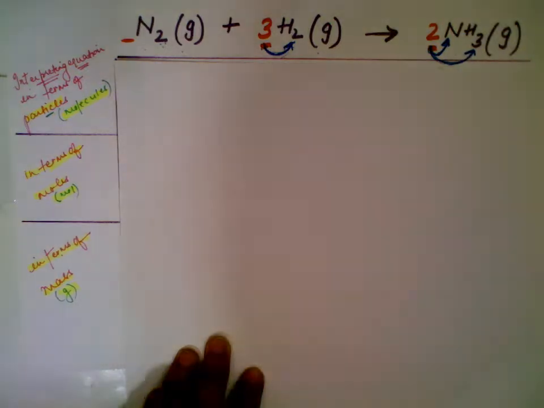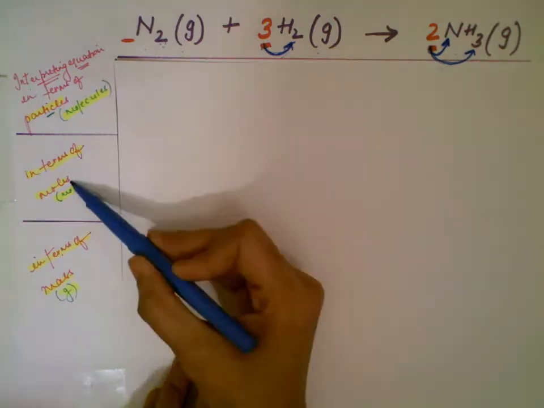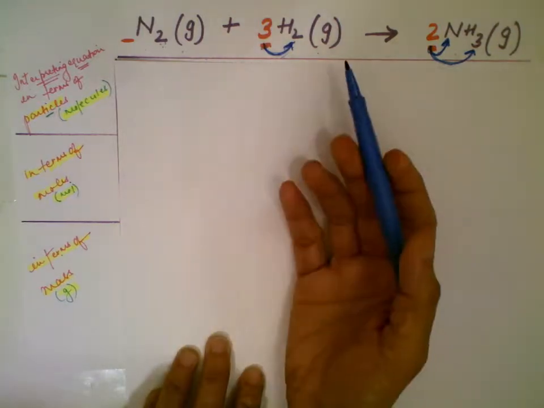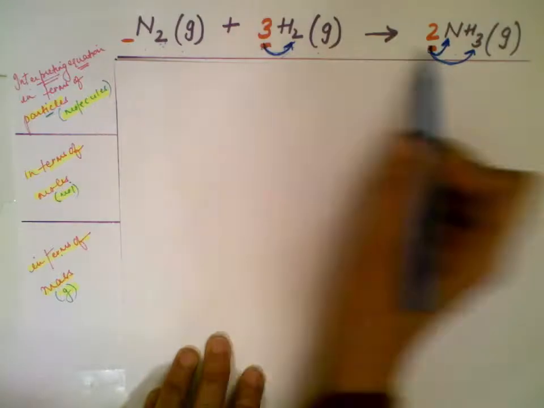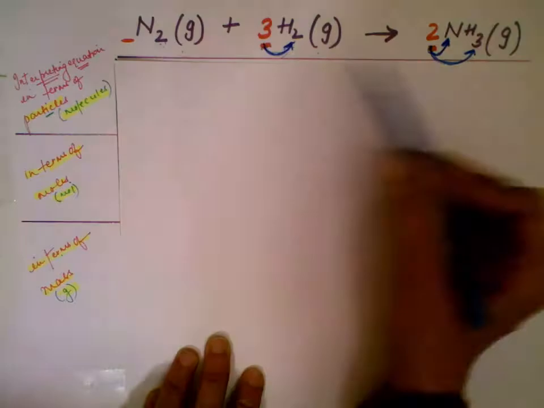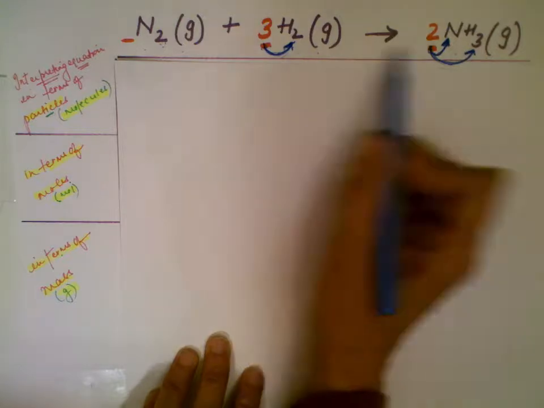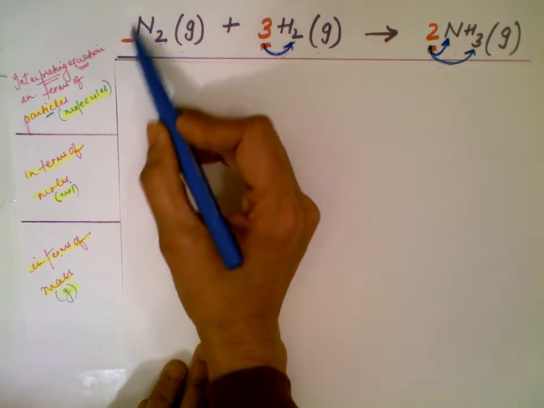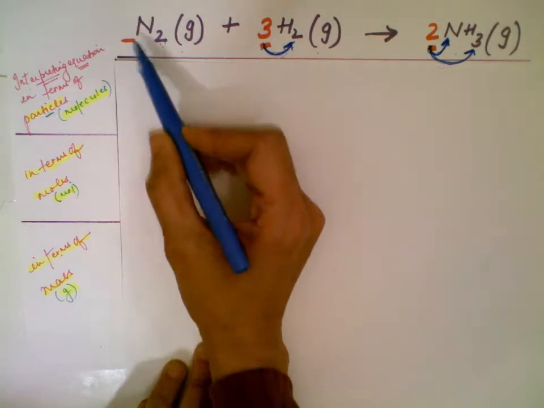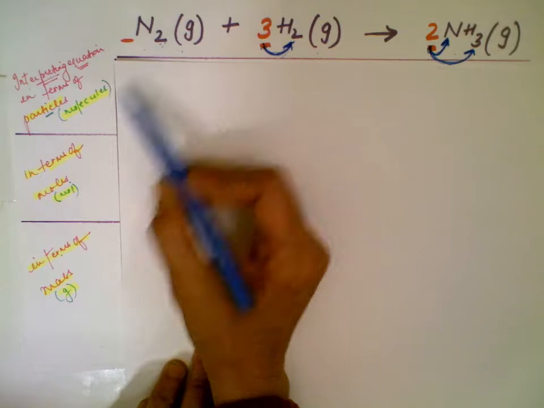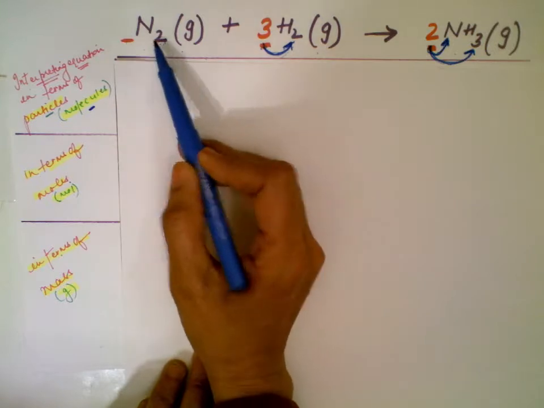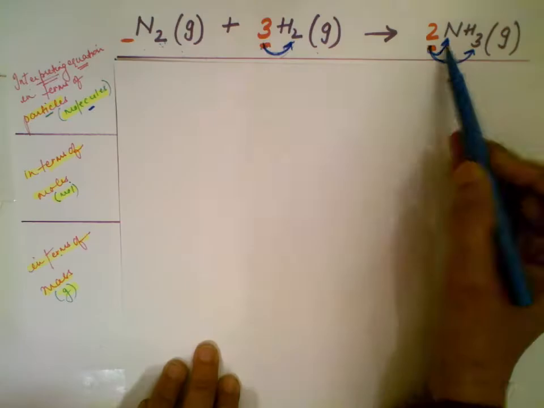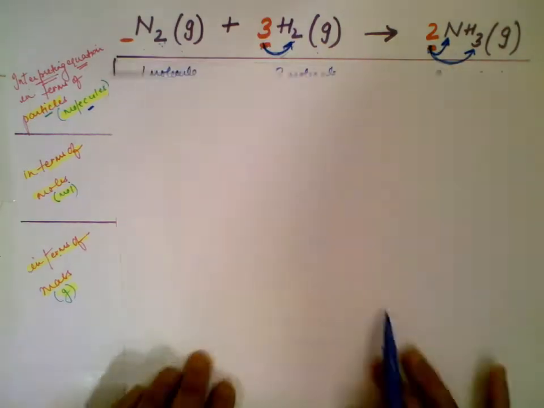So we can interpret this balanced equation in terms of particles, in terms of moles, and in terms of mass. Particles can be atoms, molecules, or formula units. In this case, these are not atoms and not formula units. These are all molecules. So we are looking at this coefficient. When no coefficient is seen in the front, that means it is 1. So here it is 1 molecule of nitrogen. That is how you read for molecules: 1 molecule of nitrogen reacts with 3 molecules of hydrogen to yield 2 molecules of ammonia right here.